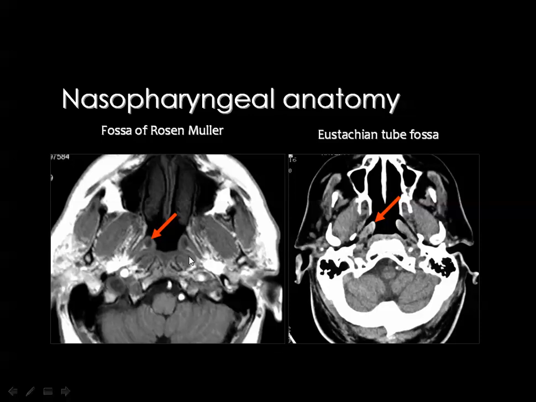You may remember the name and you may not. These are the two muscles forming the torus tubarius with a fat plane in between. Then this torus tubarius is separating two well-defined fossae, the Eustachian tube fossa and the fossa of Rosenmuller.